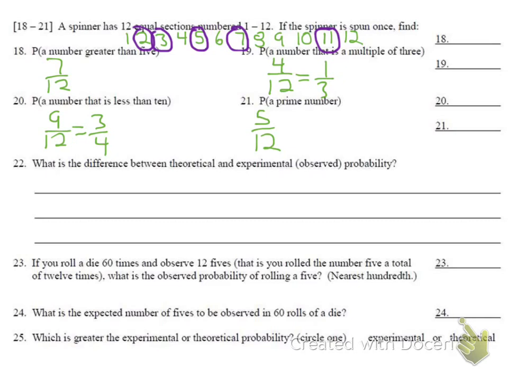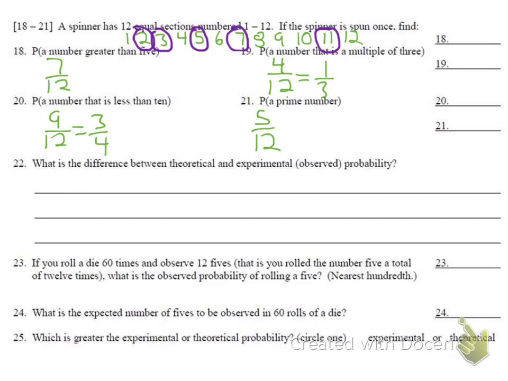Now, 22, difference between theoretical and experimental probability. You'll have to go back, look through your notes in that. That was actually a section dedicated to it. But remember, experimental is an experiment. It's observed. They could vary in being different, but I think your notes will have a good answer to that.